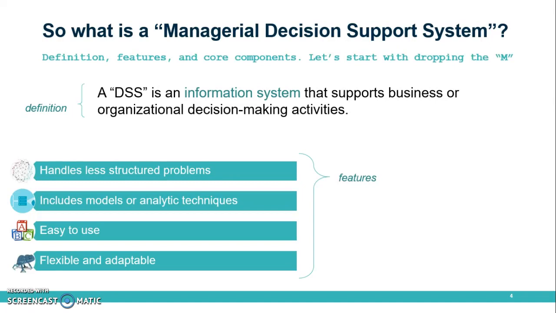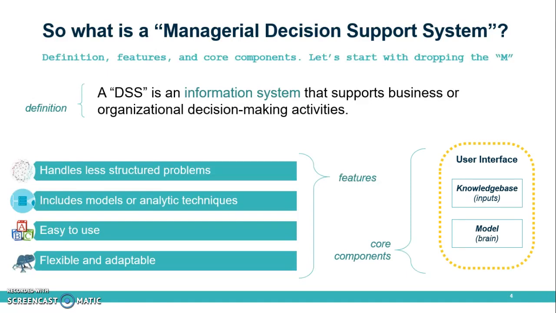DSS are usually, or should be, easy to use, intuitive for users. Not every user is going to be an engineer or data scientist. So they need to be relatively intuitive for the users that are using them. Flexible and adaptable. They need to be able to support a lot of changes. If we're talking about unstructured problems, these systems need to be able to support the decision-making process as it changes and as inputs change as well.